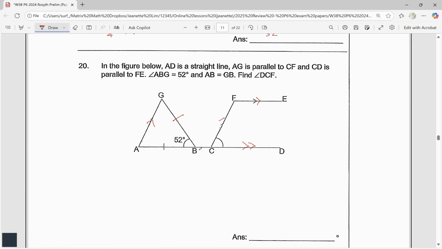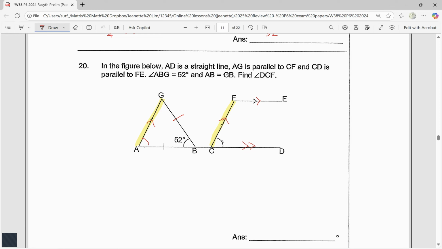Okay, so firstly, if you want to find angle DCF, this angle here, and you have parallel lines and a line cutting through here, then this is a bit like an F, your corresponding angles. Corresponding angles means that this angle here is the same as this angle GAB. So I need to find angle GAB. GAB is inside an isosceles triangle.